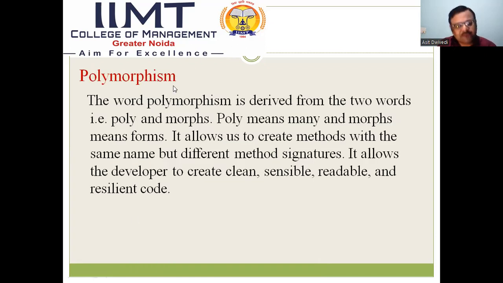Now next is polymorphism. The word polymorphism is derived from two words, that is poly and morphs. Poly means many and morphs means forms, means many forms. It allows us to create methods with the same name but different method signatures. It allows the developer to create clean, sensible, readable, and resilient code.